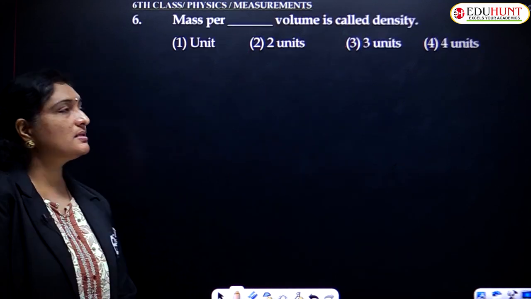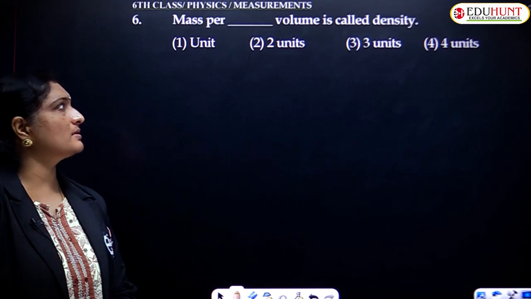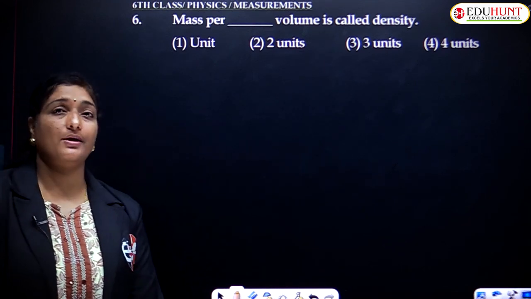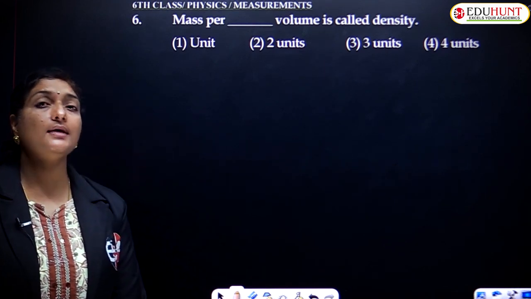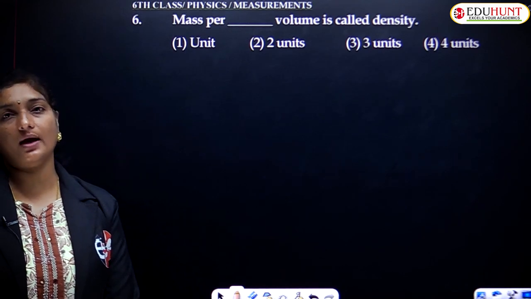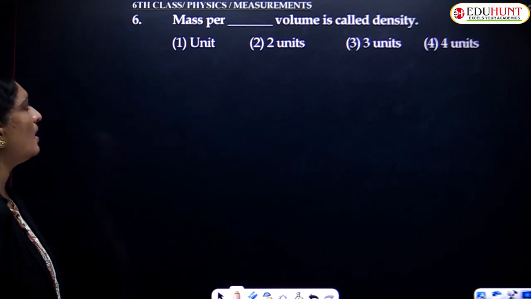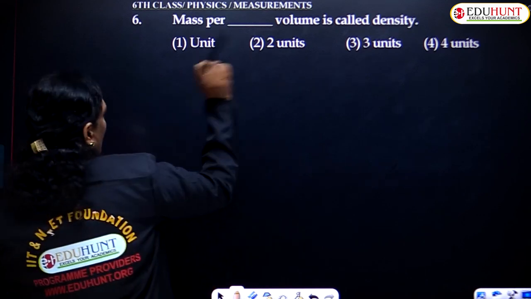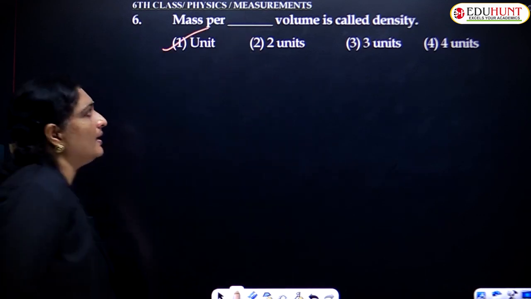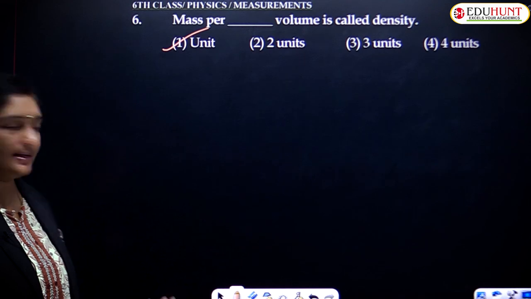Next. Mass per dash volume is called density. I have repeated this a number of times. How do you define density? Mass per unit volume is called density. How many units? One unit only, I told you. So mass per unit volume is called density.